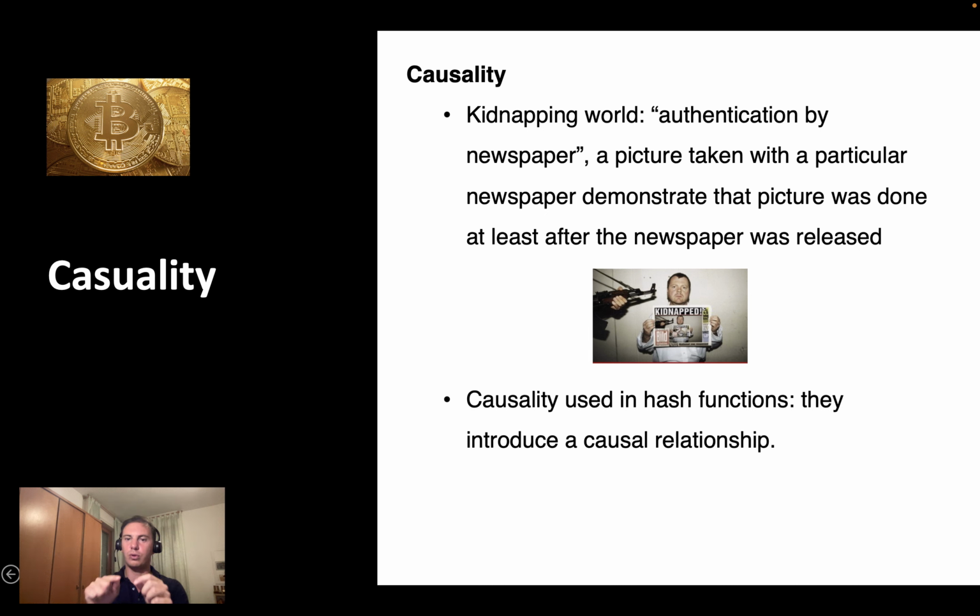So in the kidnapping world, the kidnappers are using newspapers to prove it. They link something that already happened, the newspaper, to the person being alive. So the person could not have been alive before, only after this, and showing this picture. This is causality.